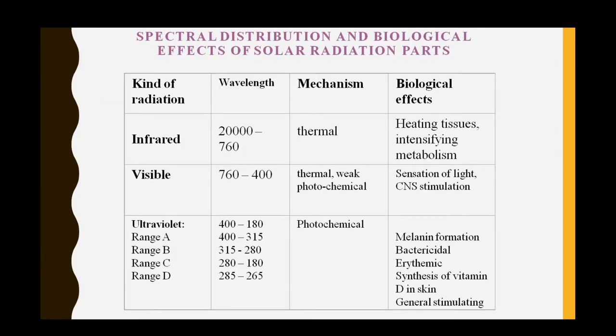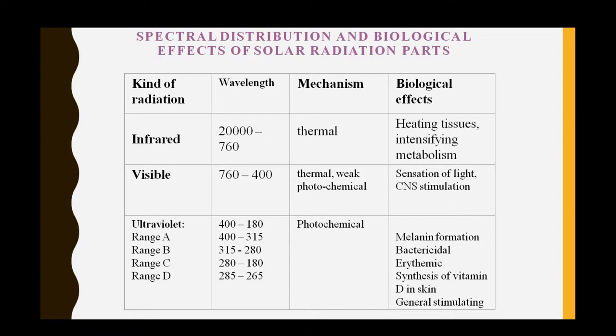Spectral distribution and biological effects of solar radiation paths. Solar radiation consists of three main paths: infrared, visible, and ultraviolet. All these paths have certain wavelengths, a certain mechanism of action, and certain biological effects. For example, infrared radiation: wavelengths from 760 up to 20,000 nanometers. Mechanism: thermal effect. Biological effects are heating tissues and intensifying metabolic processes.